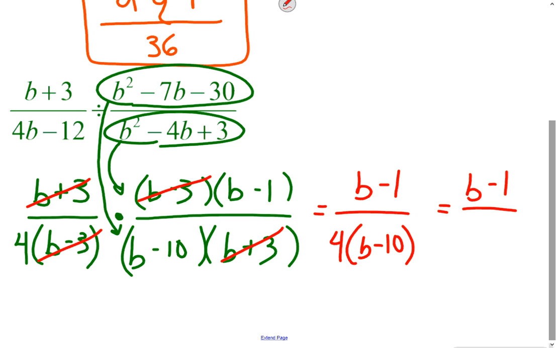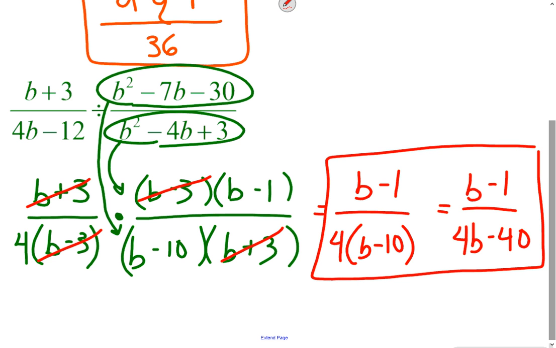Sometimes you could leave it written like that, or sometimes we multiply those factors back together to get 4b minus 40. Either one of these would be an acceptable answer to the original division problem there.